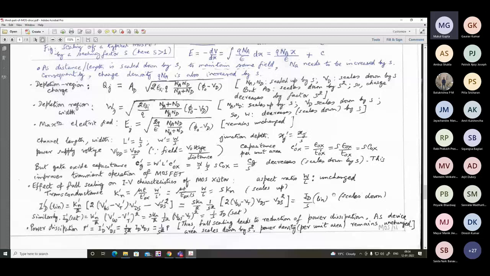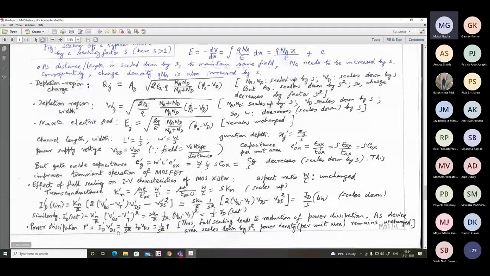And what about power dissipation? Power dissipation means voltage will come down by a factor of S, also current. Then it is very good. Power dissipation comes down by a factor of S square. Thus, full scaling or constant field scaling leads to reduction of power dissipation. As device area scales down by S square, power density per unit area remains unchanged. That is to be kept in mind.